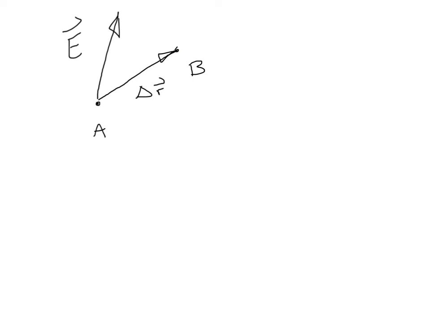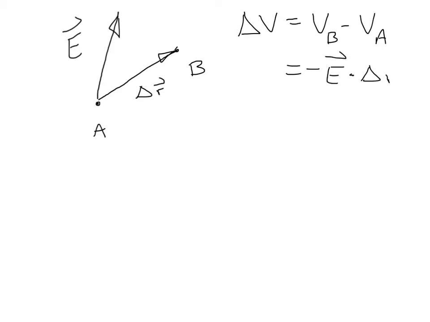Now, in that case, there's a very specific mathematical relationship between the change in potential, or the difference in potential between the potential at point B and A. That difference turns out to be equal to the negative of the inner product of the electric field and the separation vector. So this is VB, which is the potential at this point, and VA is the potential at this point.